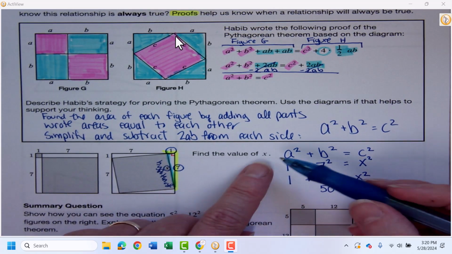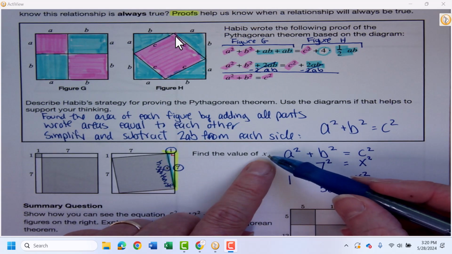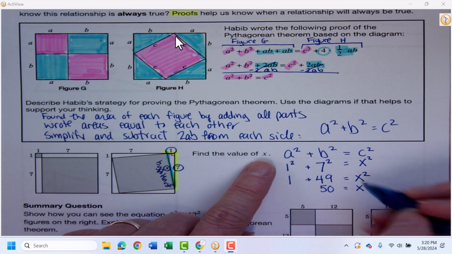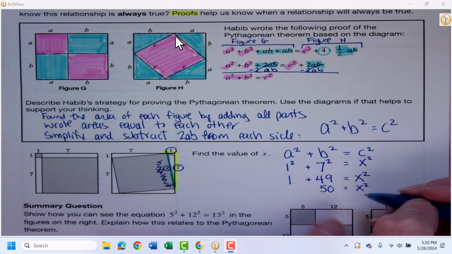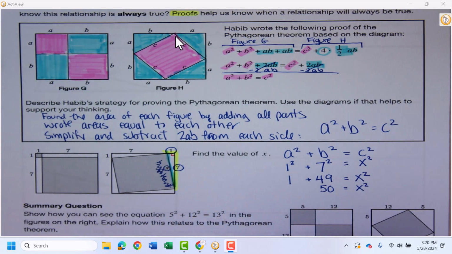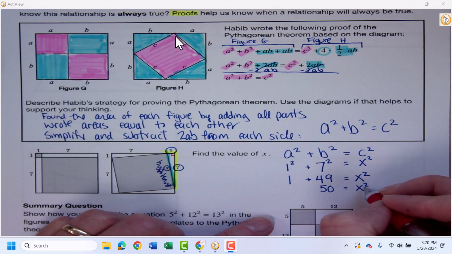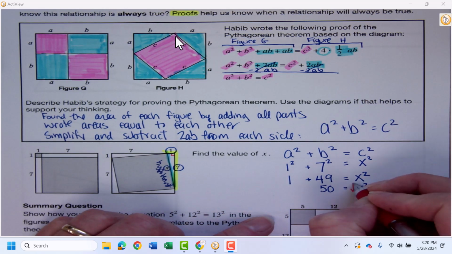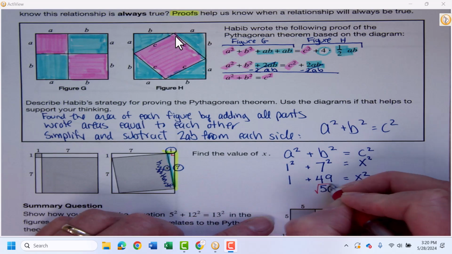Now remember, I wasn't asked for X squared. I was asked for X. I know what X squared is. So if I want to know what just X is, I have to do the inverse of squaring. Well, the inverse of squaring something is taking its square root.